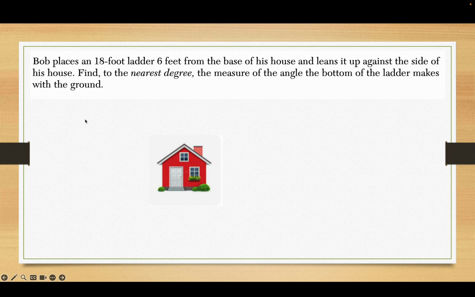So, Bob places an 18-foot ladder 6 feet from the base of his house, and he leans it against the house. So there's the base of the house 6 feet away. There's the 18-foot ladder. Find this angle to the nearest degree. So compared to that angle, I have adjacent and hypotenuse. So it is cosine. So I do the cosine inverse of 6/18, which is 0.3333. Second cosine on your calculator, 0.3333. Or you could just put 6 divided by 18, and you'll get 71 degrees.